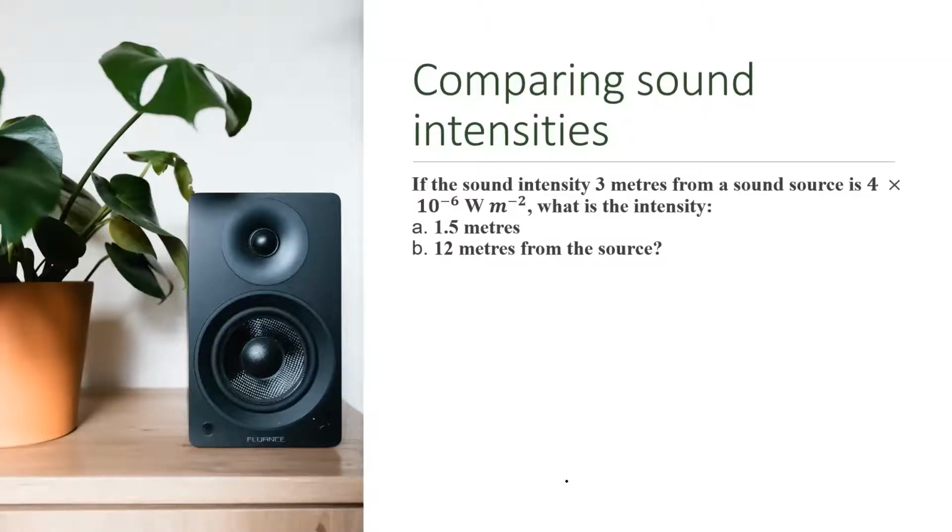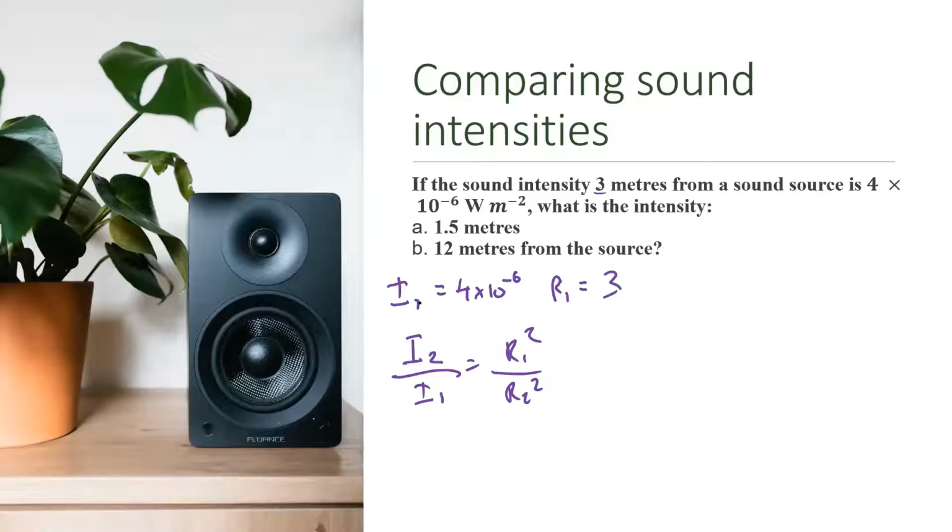So what we're going to do is we're going to say I1 equals 4 times 10 to the -6, and we're going to say R1 equals 3, because that's what it is. Now what we're going to do with I2 is we're going to go I2 over I1 equals R1 squared over R2 squared. I'm remembering this because it's 2, 2, 1, 1. So the 2s and the 1s are sort of crisscrossing, like that.